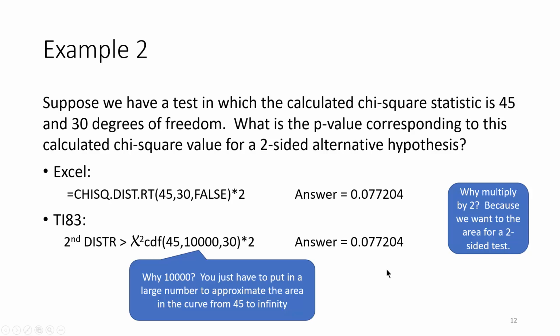Now, in another example, suppose we have a test in which the calculated chi-square statistic is 45 and there are 30 degrees of freedom. What's the p-value corresponding to this? In this case, we use the DIST function, and we can use the chi-square CDF in our TI-83s, and we get the same p-values. You'll see we had to multiply by 2 because we wanted the area for a two-sided test, and this has to do with how they've been programmed in both Excel and the TI-83.